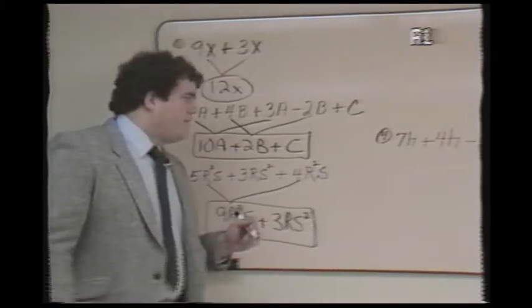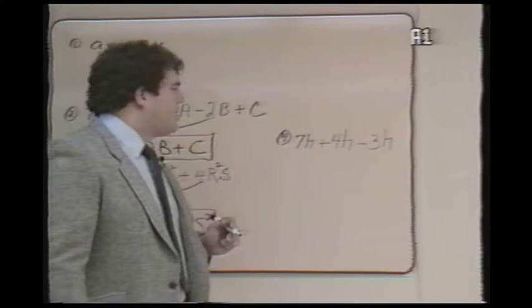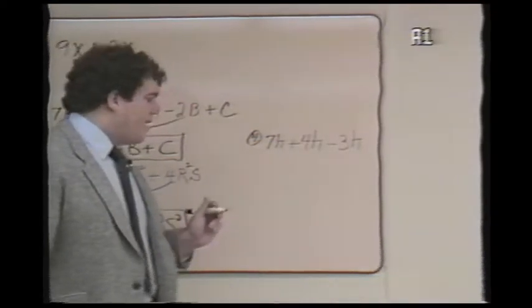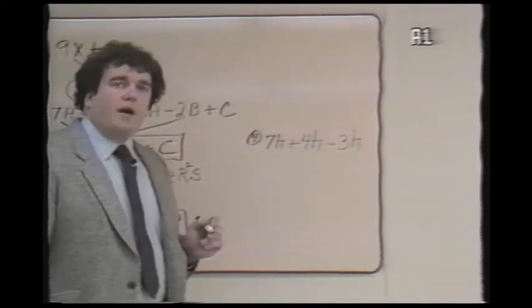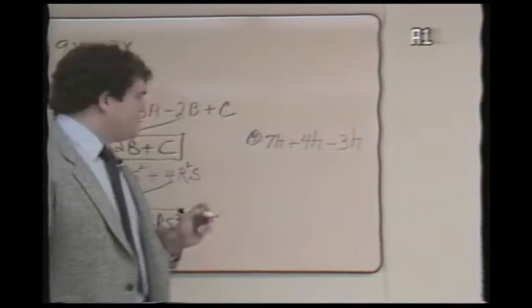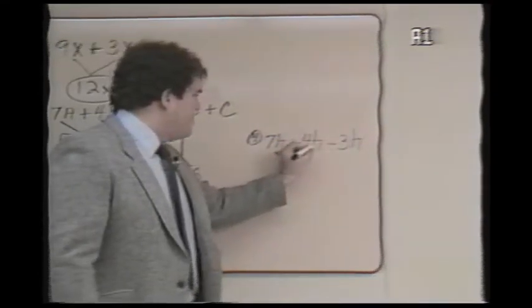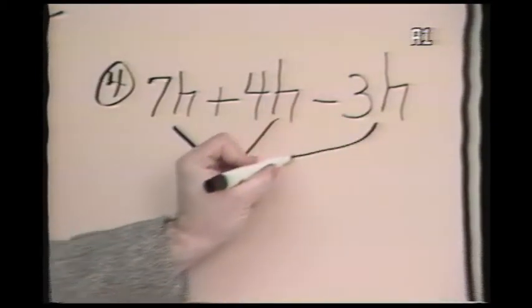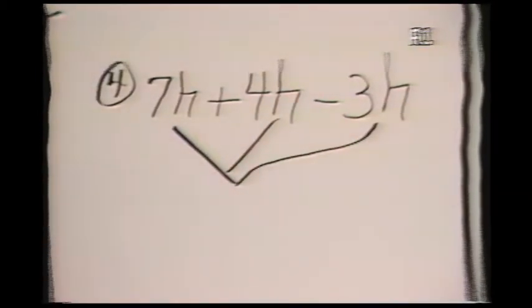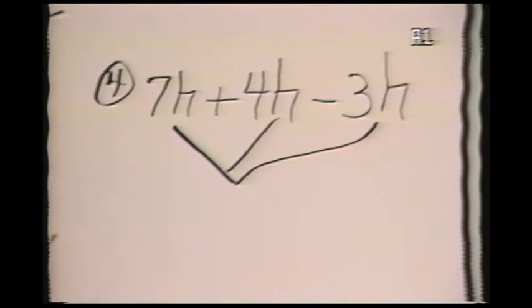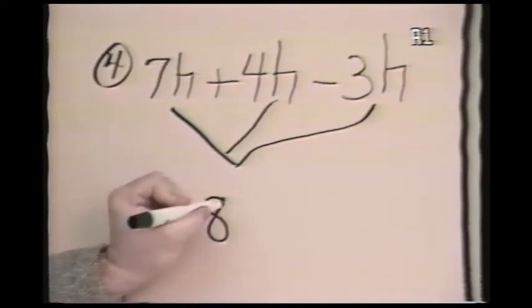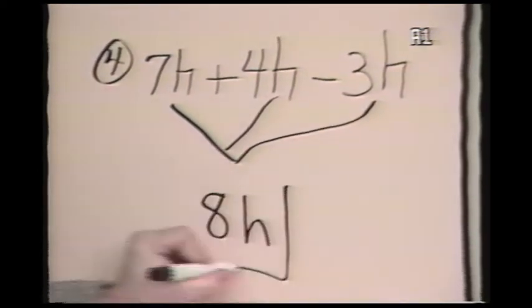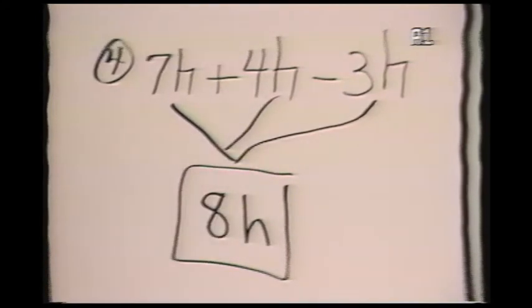Problem number 4, 7h plus 4h minus 3h. Well, are they all like terms? Yes, they are. Can I combine them? Sure. 7h plus 4h is 11h. If I take away 3h, I get 8h. My answer will be 8h.